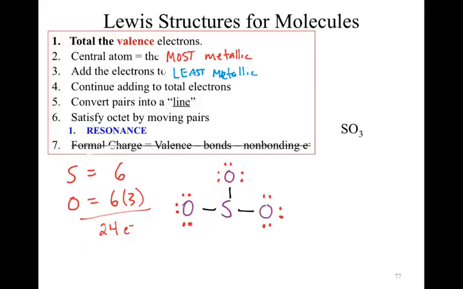So we'll move to step 6. Satisfy the octet by moving pairs of electrons. Well, if we check the oxygens, check it for yourself, but you should verify that there are 8 electrons around each of the oxygens. The sulfur becomes a bit tricky. The sulfur only has 6 electrons around it. That is a bit of a rub here. So we have to deal with this concept of resonance.